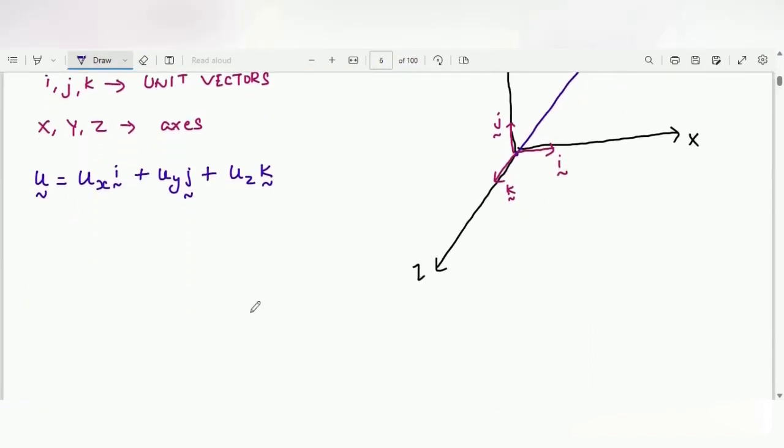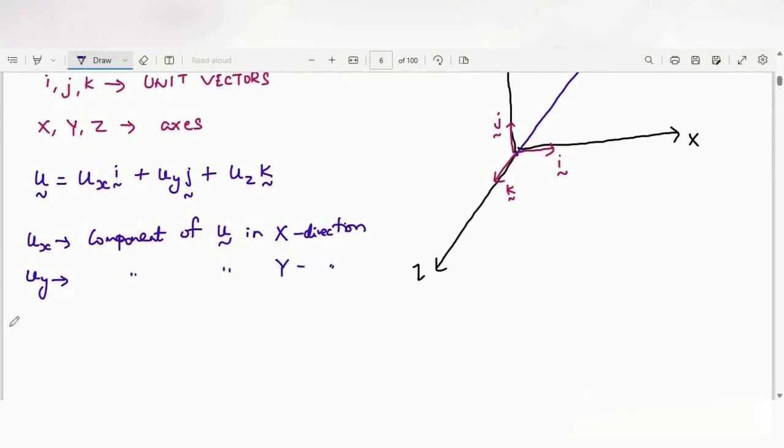So what is ux? Ux is the component of the vector u in the x direction. Similarly, what is uy? Uy is the component of u in the y direction. Similarly, uz is the component of the u vector in the z direction. We know this concept from our basic vector algebra.